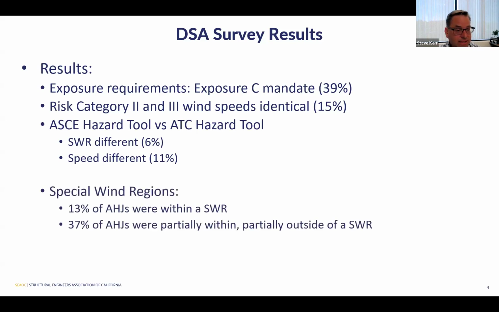And then one thing I did was I took those results and summarized it this way, that we found that 13% of the authorities having jurisdiction were fully within a special wind region, but 37% are partially in or partially outside the special wind region. So there's quite a few jurisdictions that are both in and out, depending on what part of the city you're in.